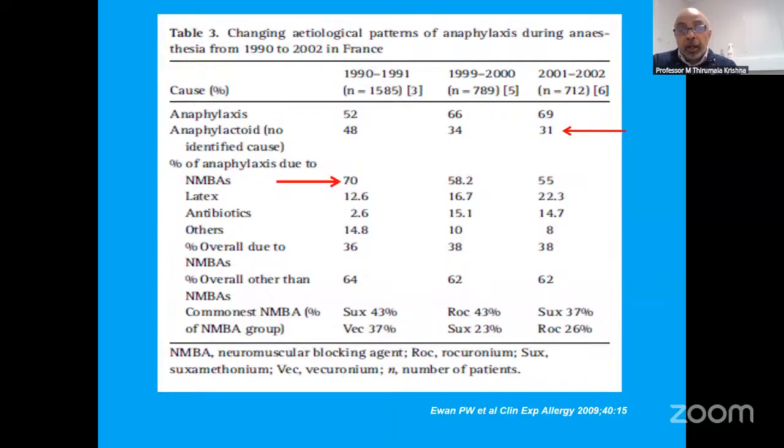But what is important here is to look at what are the positive triggers. At least in France, the most common about 30 years ago was neuromuscular blocking agents like atracurium and rocuronium. But over the years, you can see that latex became more common. It has gone up from 12.6 to 22%. Antibiotics, 2.6 to 15% because of greater antibiotic use for surgical prophylaxis. And then amongst the NMBA, at least 20 years back, it's rocuronium and succinylcholine. That really reflects the prescription patterns of NMBA used during anesthesia. So the point I'm trying to make here is the common triggers in France are NMBA, followed by antibiotics, and among antibiotics it is usually penicillin, and then that's followed by latex.